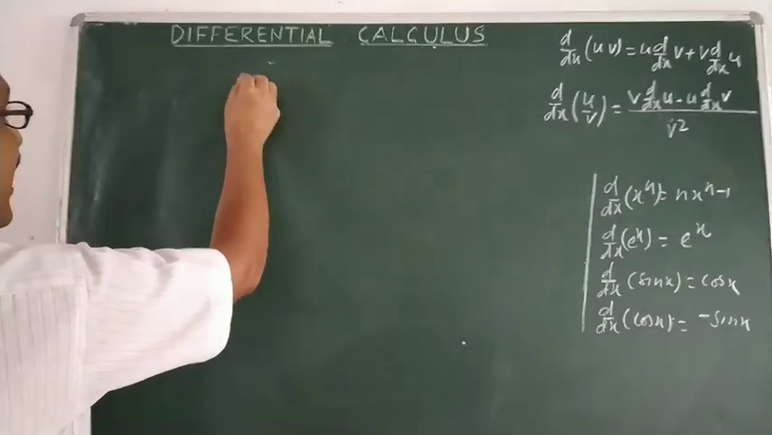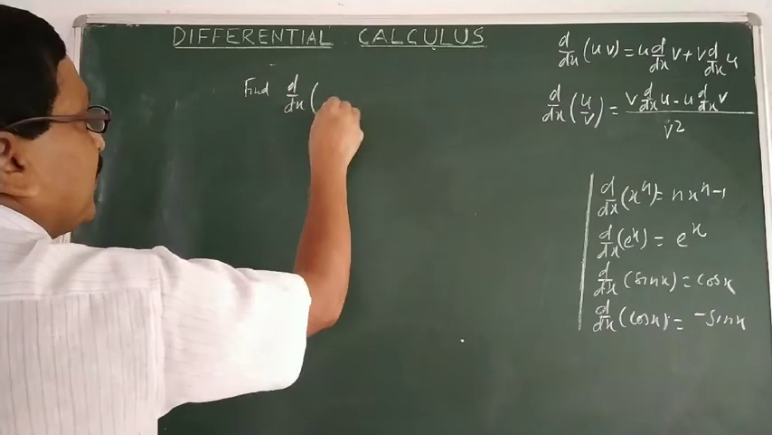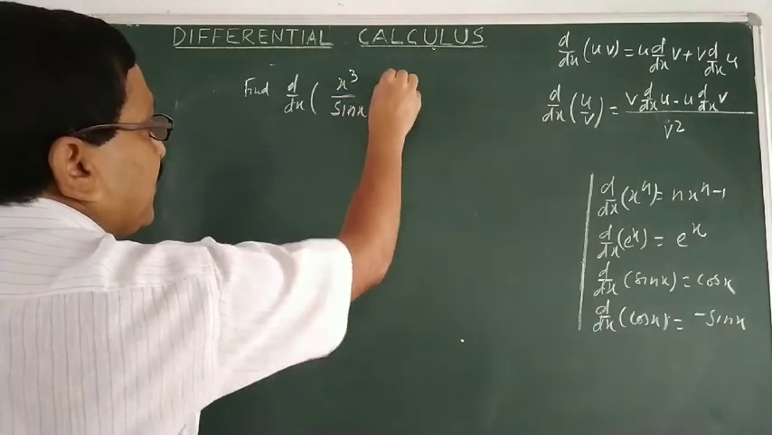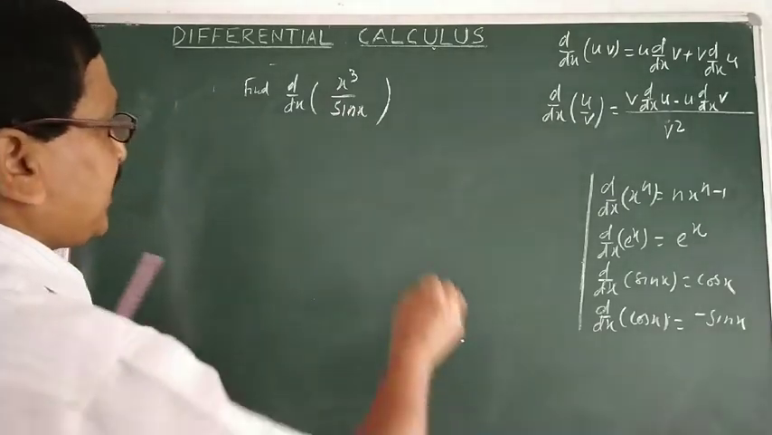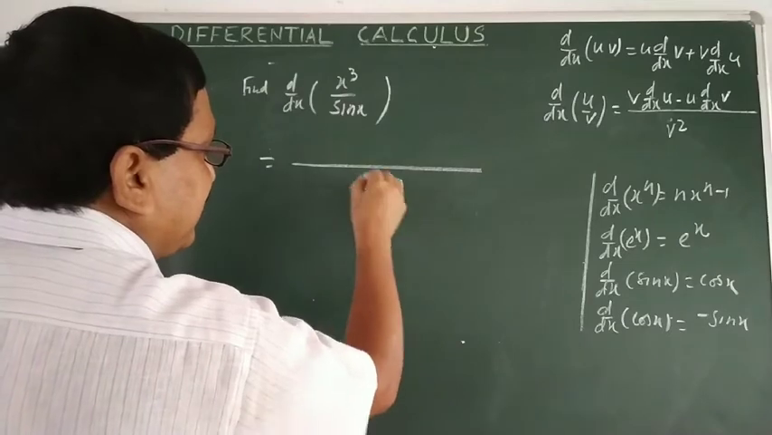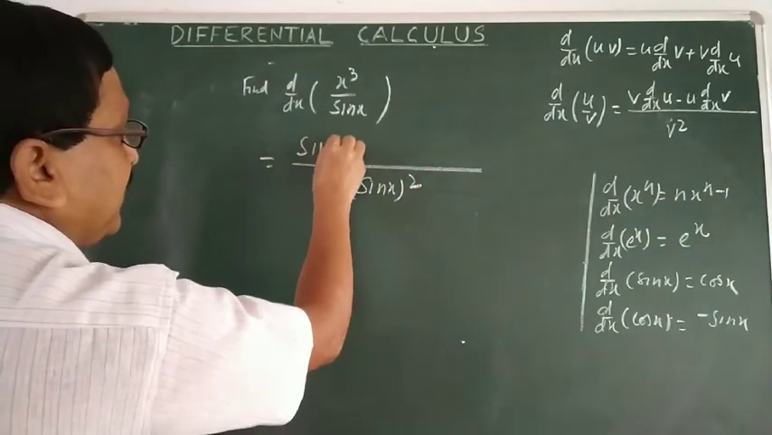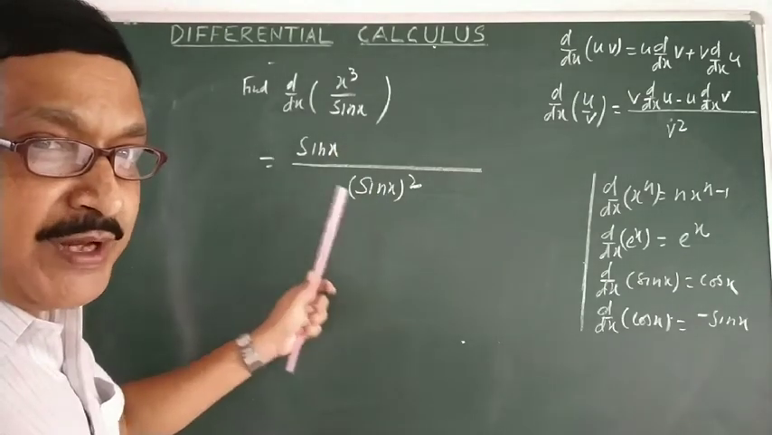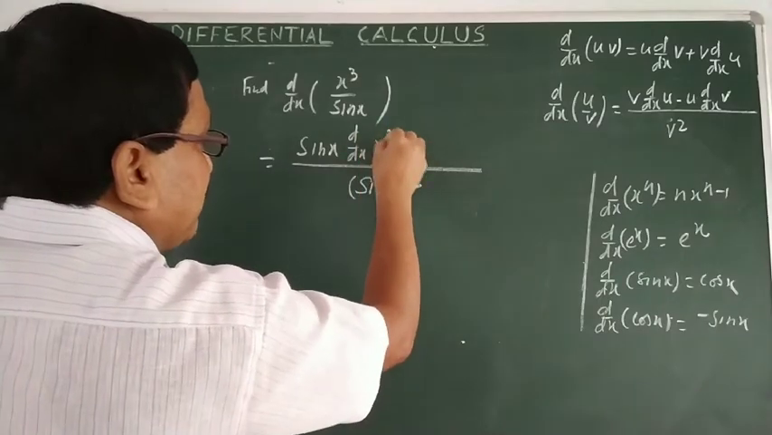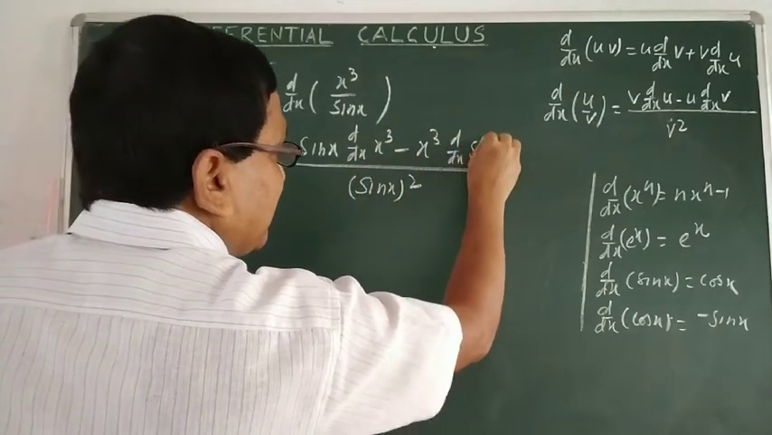Now find d by dx of x cube by sin x. This is u by v for my students. So select v square, so sin x whole square. Again start from v. This is sin x. जहां से यहां शुरू करो वहीं से स्टार्ट करो. d by dx of x cube minus x cube d by dx of sin x.